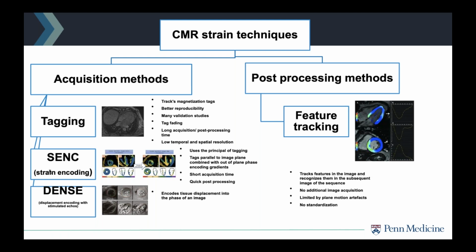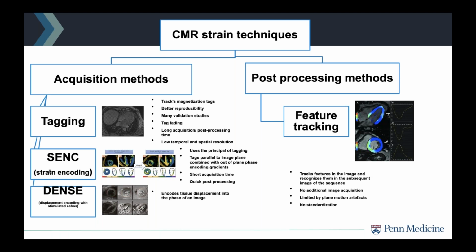So in tagging, you tag the myocardium in a grid-like pattern, and you track the magnetization tags over time. And it has better reproducibility. It's an older and a well-validated technique, but however, the tags fade over time. And some of the disadvantages of using tagging is they have longer acquisition time, prolonged post-processing time as well, and they're also limited by low temporal and spatial resolution.